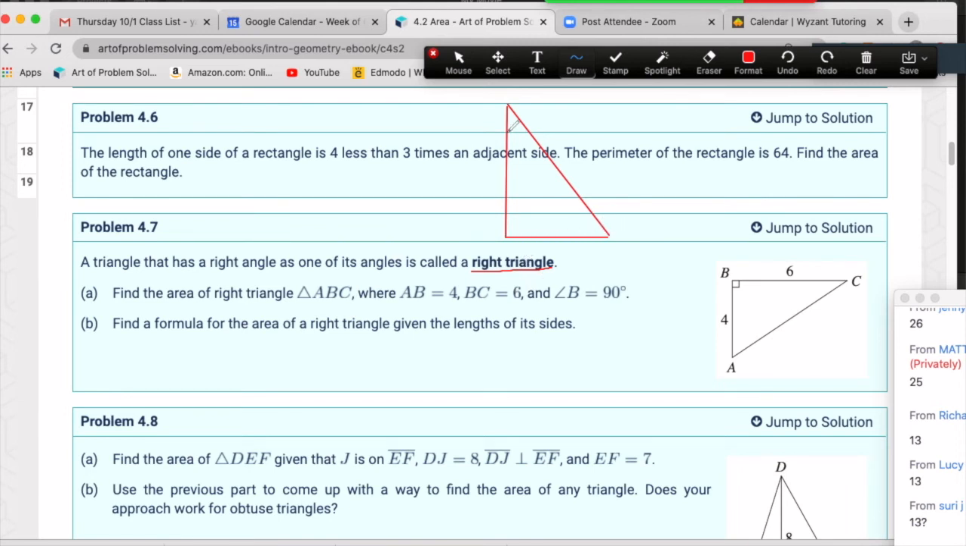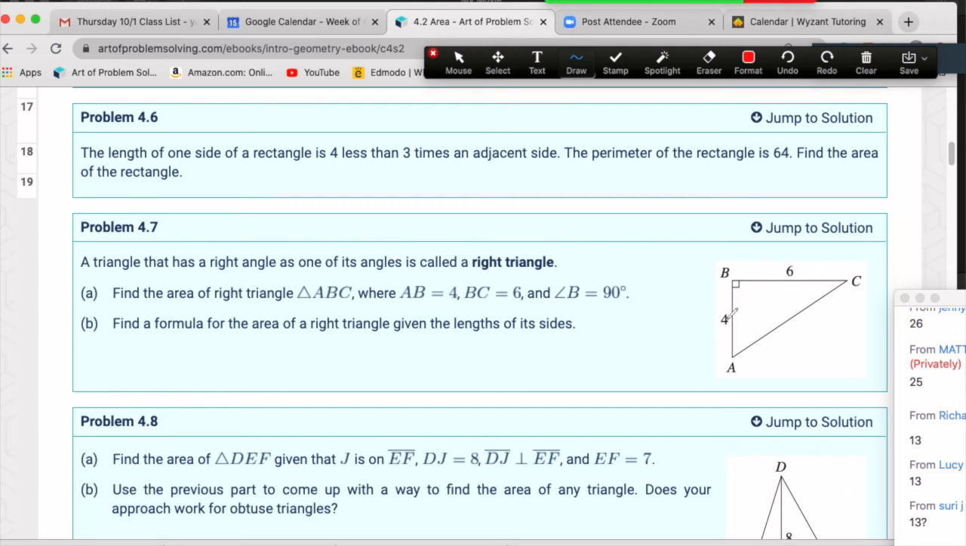Now let's see here. Suppose this one is A, this one is B, this one is C. So AB equals 4, BC equals 6. Oh no, they drew it this way, okay? So this AB equals 4, BC equals 6. Now they ask you, what is the area of this triangle? That's very easy, right? You can consider AB the base, BC the altitude or height.